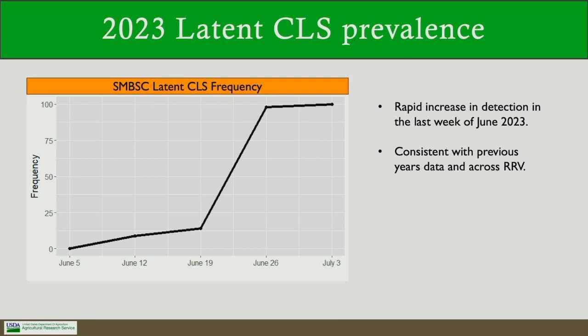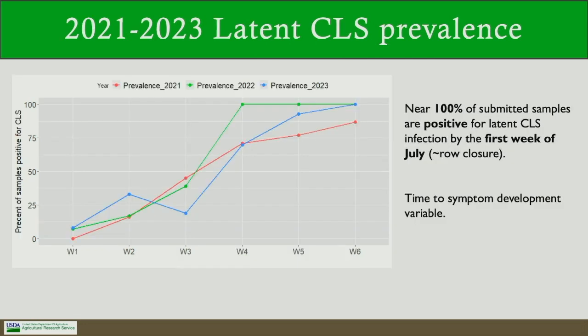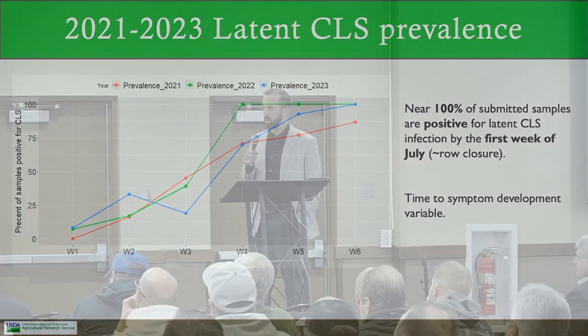And as far as what this looks like compared to the rest of the Red River Valley, this corresponds very closely to what we see, where week 5 here, W5, would be that last week of testing for southern Minnesota. We did a few more tests in week 6 for the very northern regions of Crystal Sugar's growing region, which typically see a slower progression of latent infection onset. But generally speaking, we see near 100% positivity of samples towards the last week of June, first week of July. And that corresponds fairly closely to row closure in those regions where that's happening.